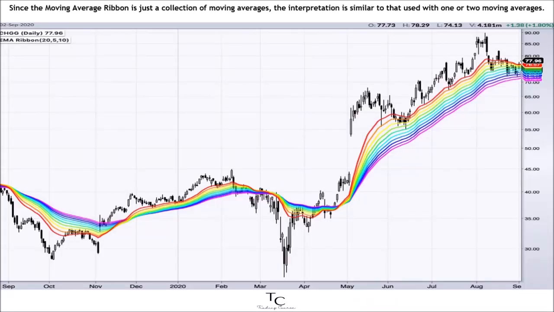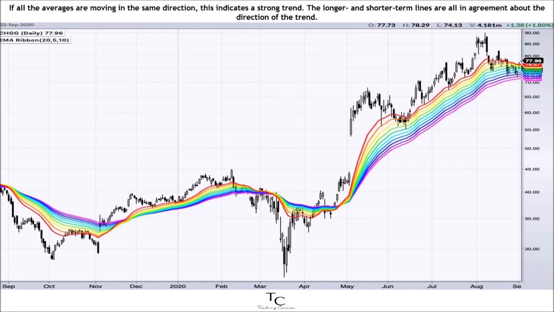Since the moving average ribbon is just a collection of moving averages, the interpretation is similar to that used with one or two moving averages. With single moving averages, you can look at the direction of the moving average and whether it is above or below the price bars. With two moving averages, you can look for crossovers of the short-term MA over the long-term MA and vice versa.